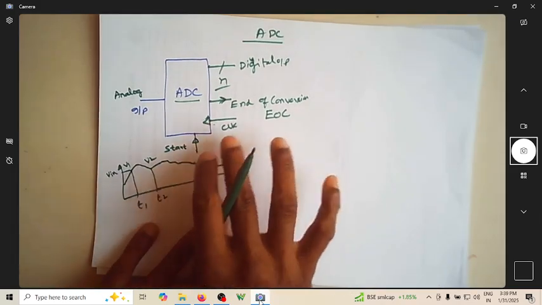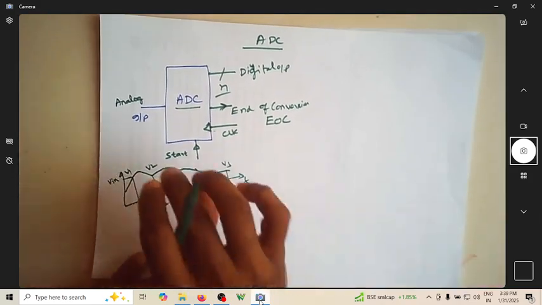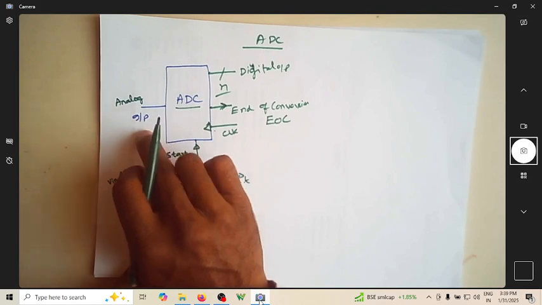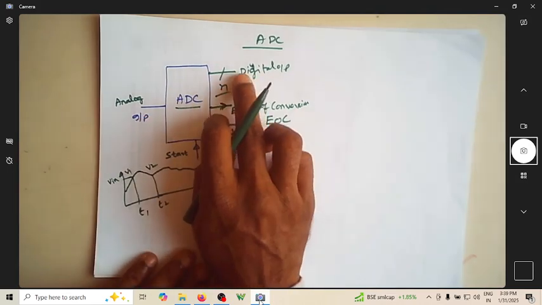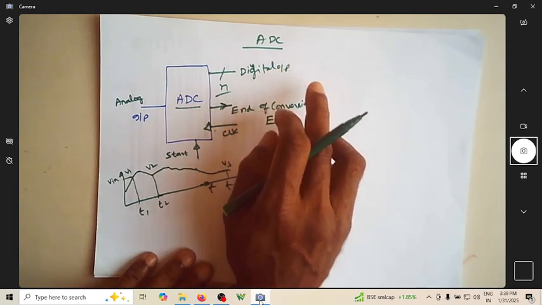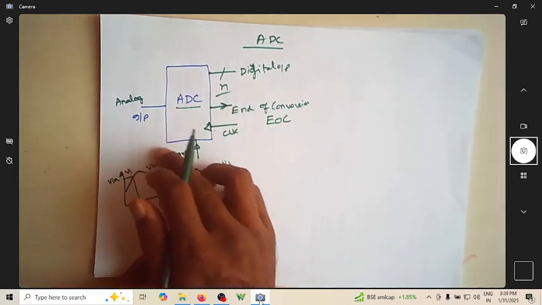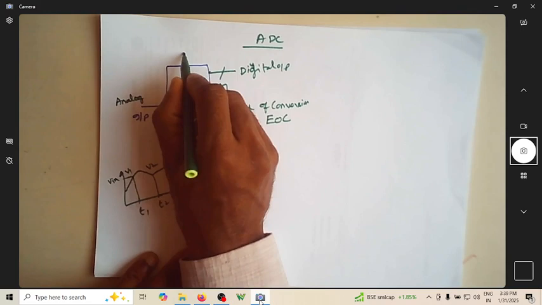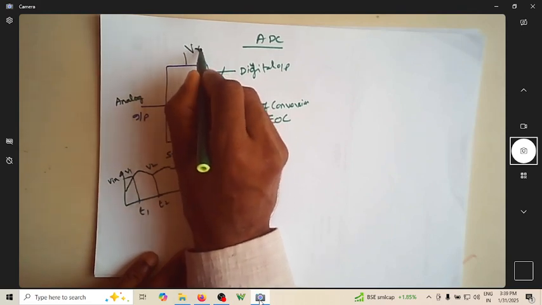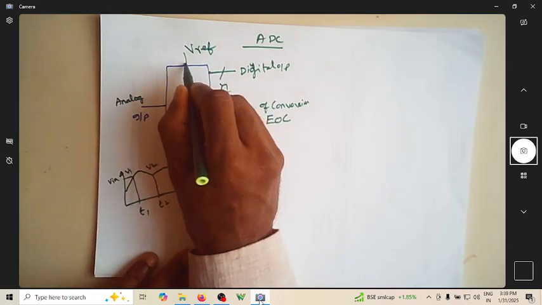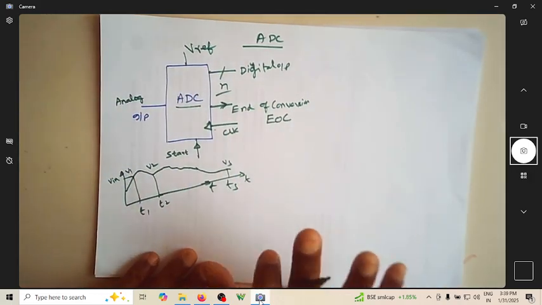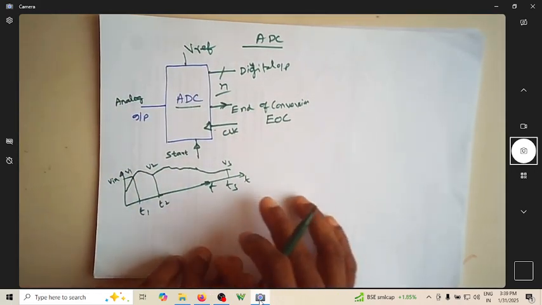This is a typical block diagram indicating there is an input and there is an output, which is a digital output of n bit. For all these things, it requires a reference voltage, which we'll call V reference. And of course, the supply voltage and other things are separately required.